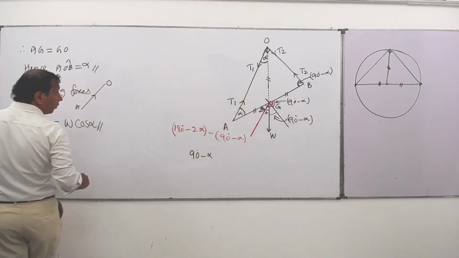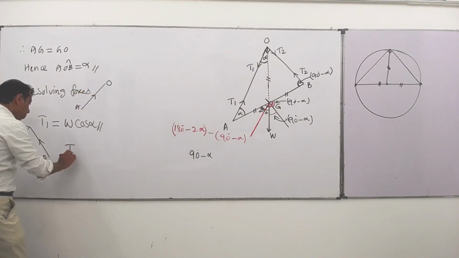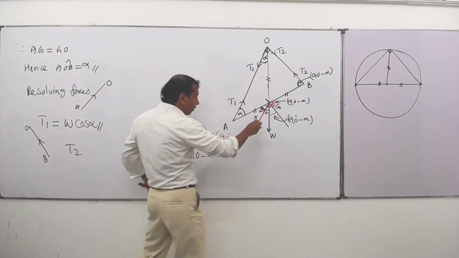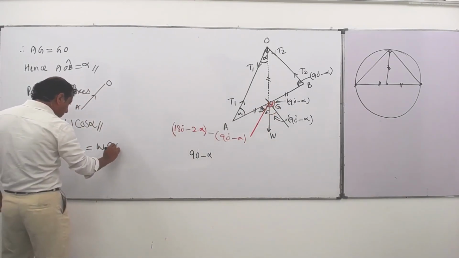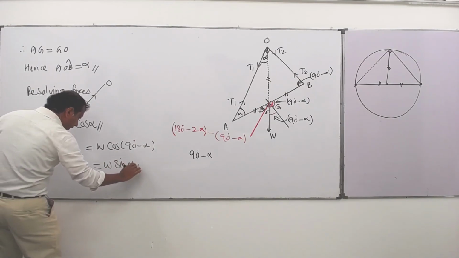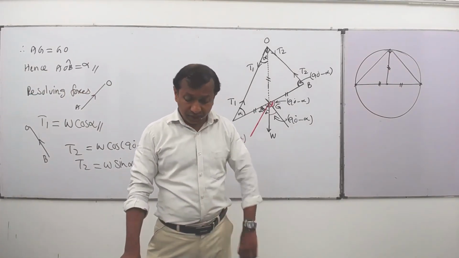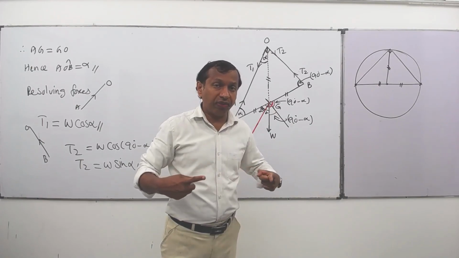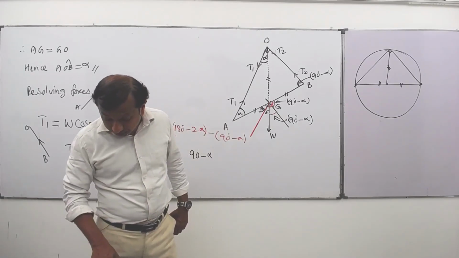Now we resolve the forces along BO. In that direction we have T2, but along that direction T1 won't give anything. By this W, what do you get? W cos(90 minus alpha), which is W sin alpha. So T2 equals W sin alpha. Right? You know, we have learned in the complementary forces lesson, when an object is in equilibrium, along any two perpendicular directions, the algebraic sum of the components should be equal to 0. Okay? This way we can solve that.